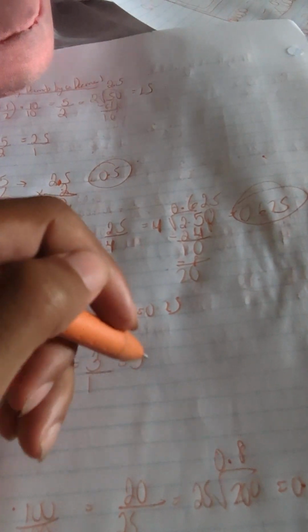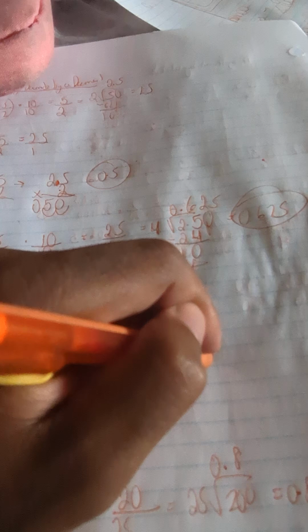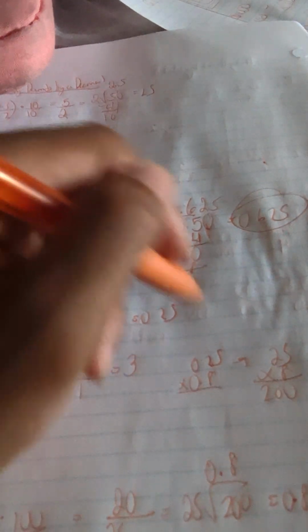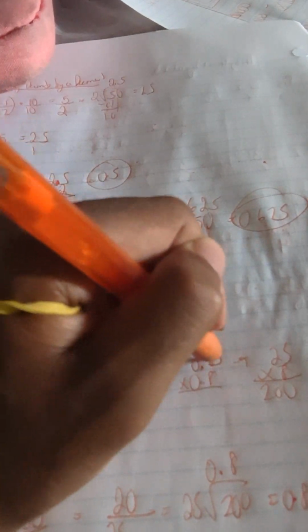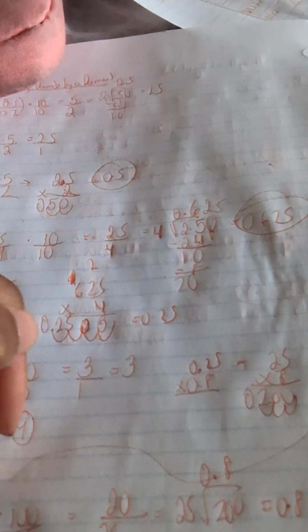Again, how do we know this to be true? Well, let's do 0.25 times 0.8. 25 times 8 is 200. But we have 3 decimal units: 1, 2, 3. So that is equal to 0.2, which is the number we started with. That's how we know this is a true answer.